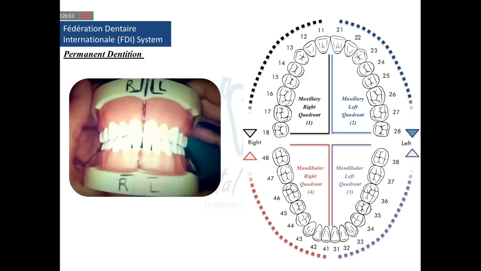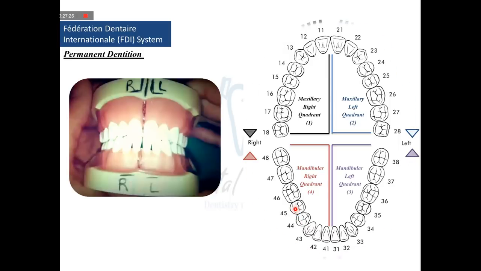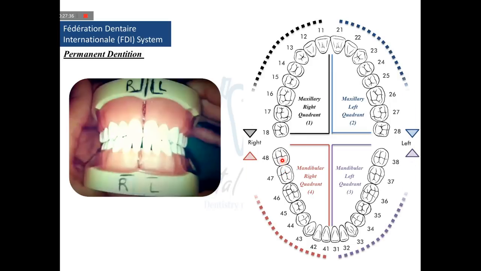Going on to the last quadrant of the permanent dentition, we mention the mandibular right quadrant as quadrant number 4. After mentioning that, we start to count the teeth from the midline as we have been discussing earlier. So 4 means it's the mandibular right quadrant, 1 means central incisor. So 4-1 for the mandibular central incisor, 4-2 for the lateral, 4-3 for the canine, 4-4 for the first premolar, 4-5 for the second premolar of the mandibular right quadrant, 4-6 for the first permanent molar, 4-7 for the second permanent molar, and finally 4-8 for the third molar of the mandibular right quadrant.